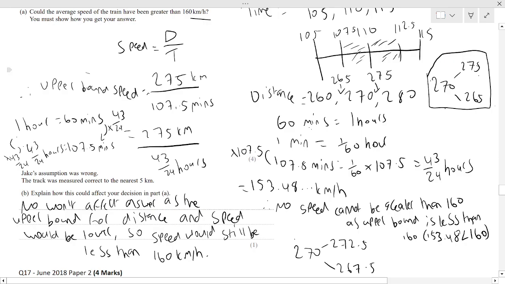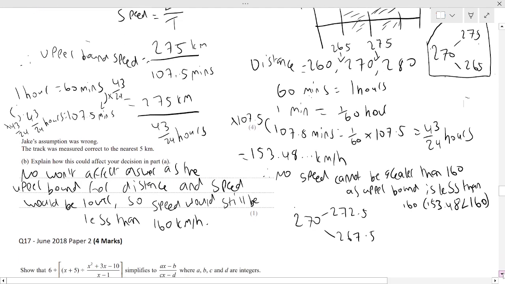So our upper bound for speed, because we're dividing by a smaller distance now, 272.5 is less than 275. So our speed upper bound would be lower. So obviously that would still be less than 160. So it won't affect our answer. Okay, cool.